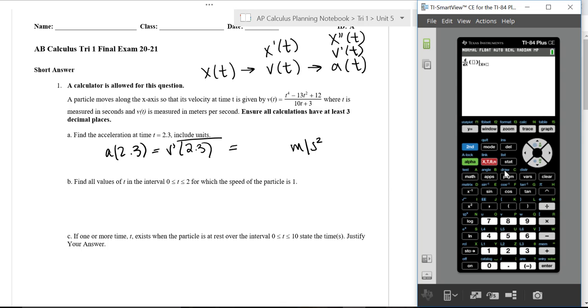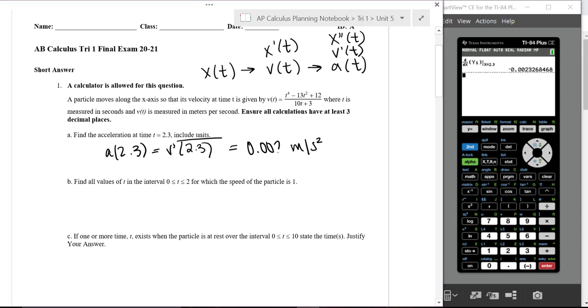I'm going to put dx, and then go over here to vars. Because I already typed my equation into y1, I can scroll over to yvars, go to function, and grab that y1. And I'm looking for the derivative at 2.3. When I get that, I get this decimal. It says 3 decimal places, so I'm going to say negative 0.002. And that is going to be my answer. This was scored out of 2 points: you got 1 point for your answer and 1 point for units.